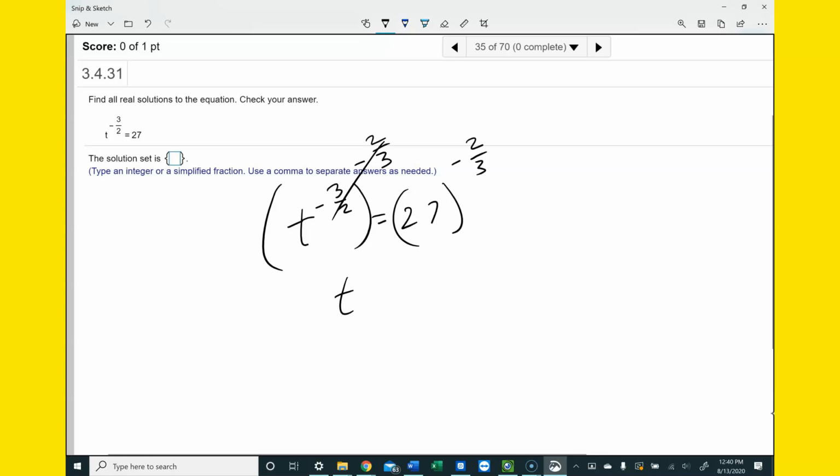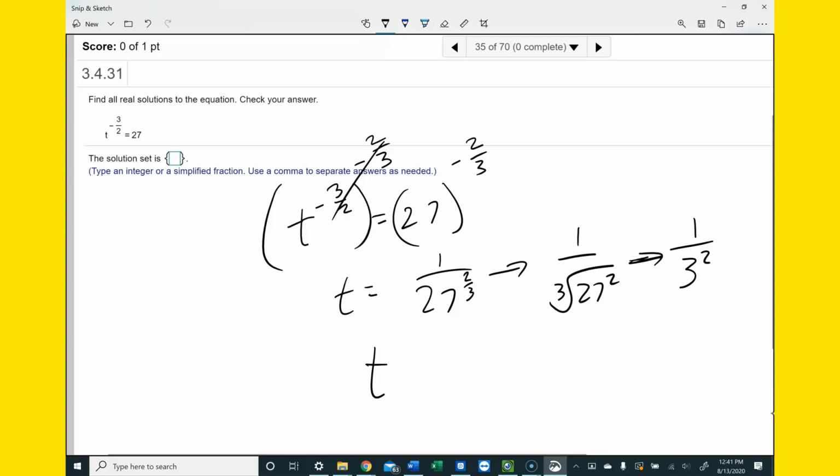And I get t equals 1 over 27 to the 2/3, right? That's what the negative exponent does, which is the same thing as 1 over the cube root of 27 squared. What's the cube root of 27? It is 3. So it's the same thing as 1 over 3 squared, which is the same thing as 1 over 9.